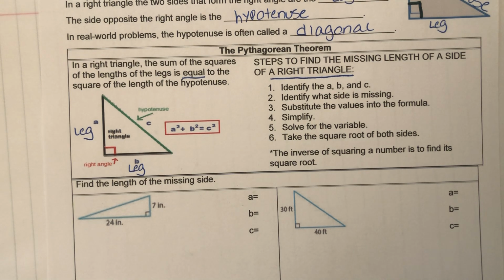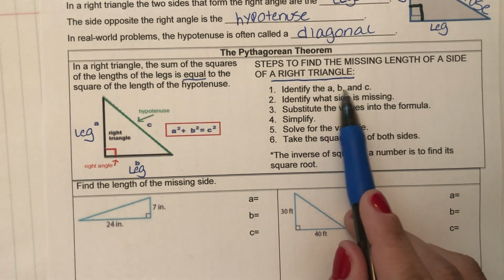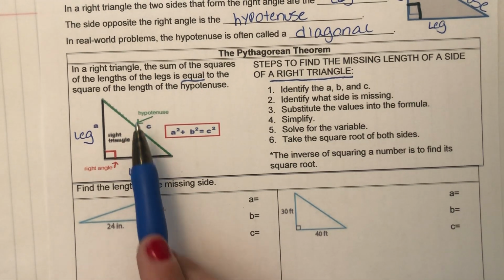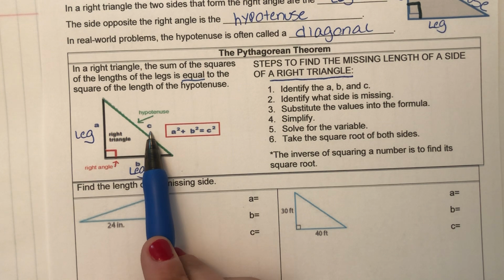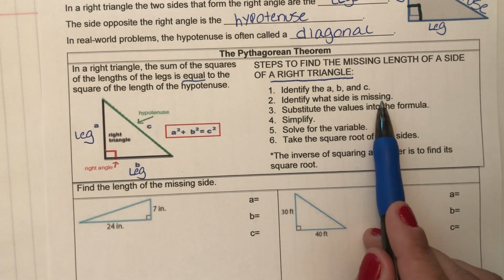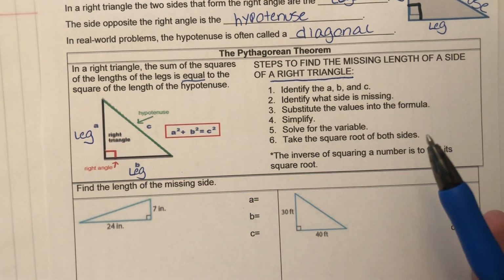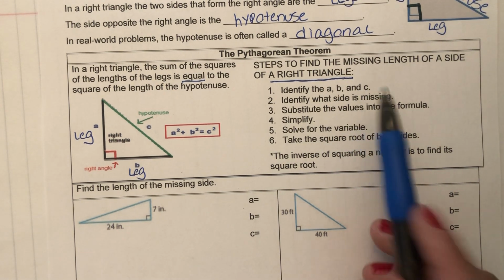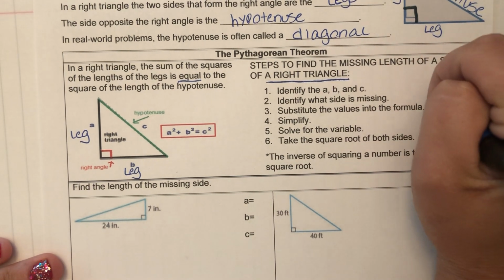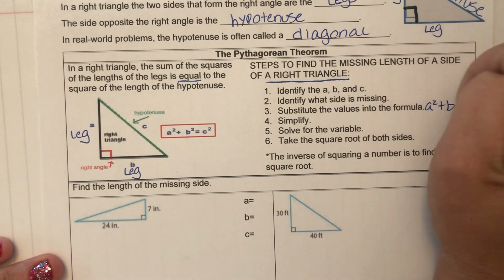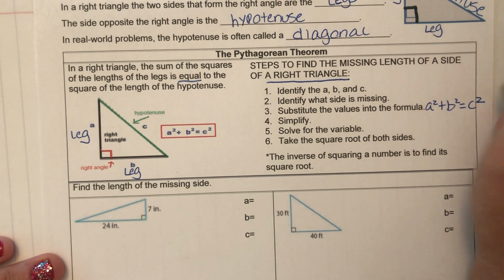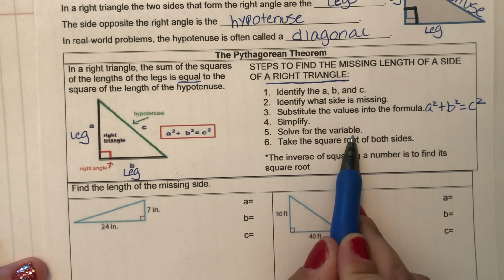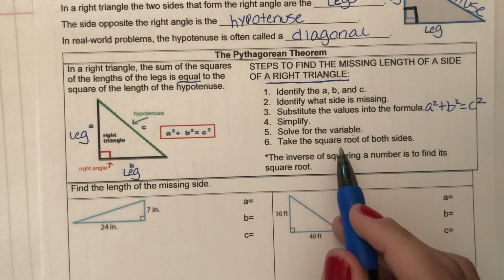We have some steps we're going to follow. First, we need to identify what A, B, and C are. Remember, A and B are always your legs. C is always your hypotenuse. Identify what side is missing. So what side are we trying to find? Then we're going to substitute these values, what A is, what B is, and what C is, into the formula, a squared plus b squared equals c squared. That's the Pythagorean theorem. We're going to simplify and solve for the variable, so solve for that missing side.